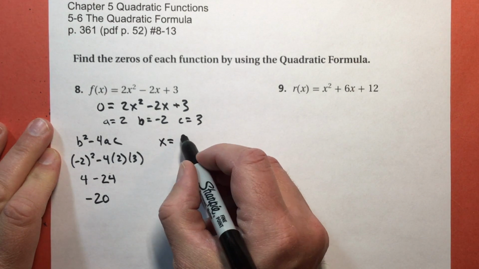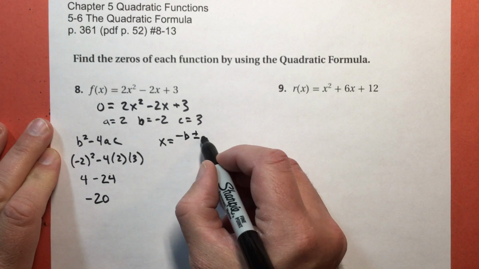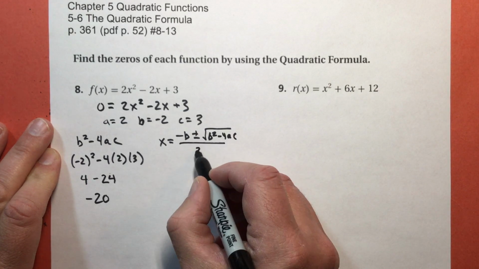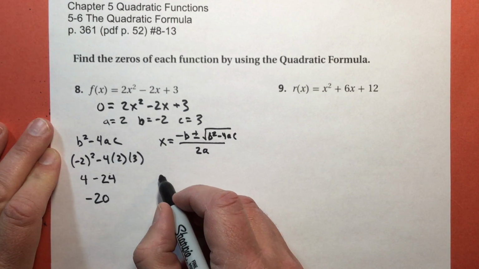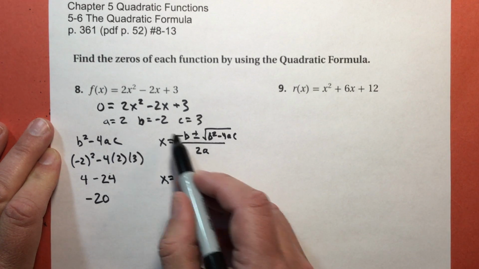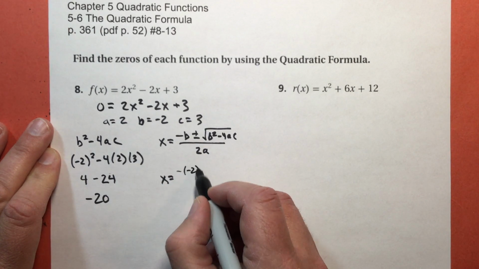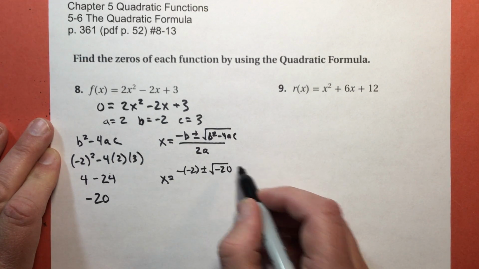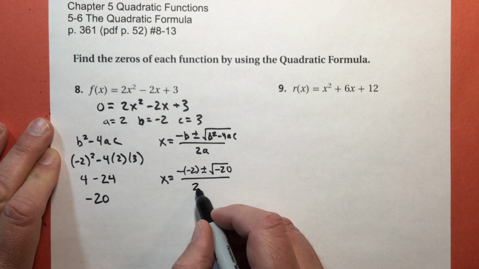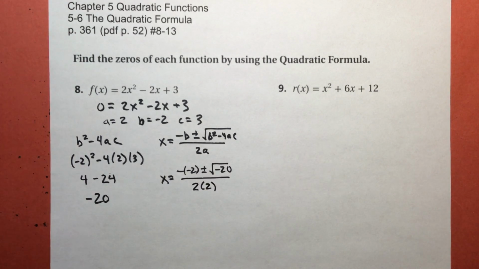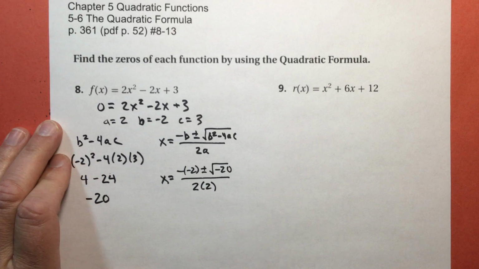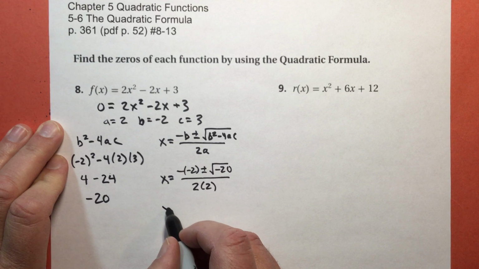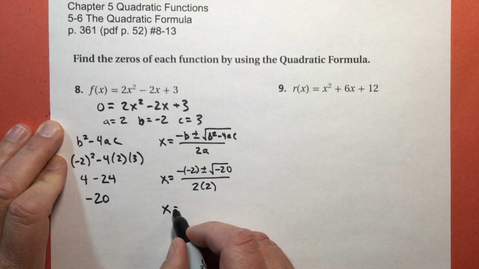My quadratic formula is still the opposite of b plus or minus the square root of b squared minus 4ac divided by 2a. I'm going to use that to write the next step. The opposite of b is the opposite of negative 2. My discriminant I just figured out, that's negative 20, and 2 times a is 2 times 2. Opposite, simplify, multiply, and then we'll see if we can go further. The opposite of negative 2 is 2.